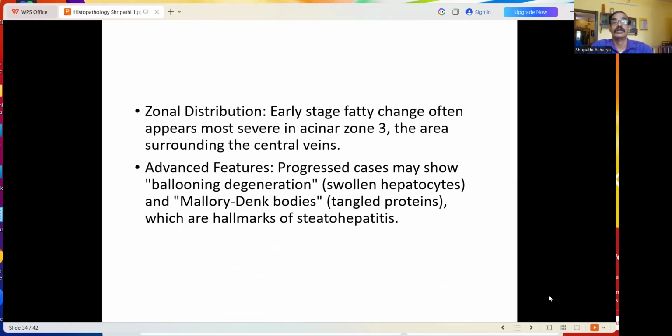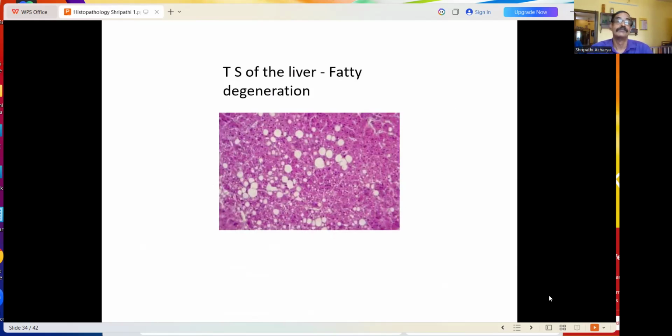Zonal distribution. Early stage fatty change often appears most severe in zone 3, the area surrounding the central veins. Advanced features. Progressed cases may show ballooning degeneration, swollen hepatocytes, and Mallory-Denk bodies, tangled proteins, which are hallmarks of steatohepatitis. So, fatty degeneration. See.